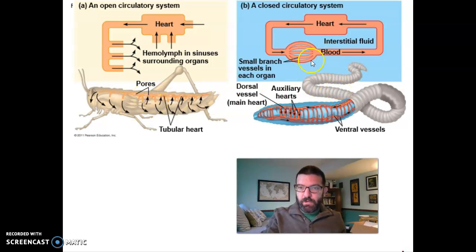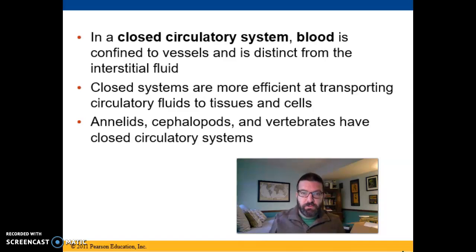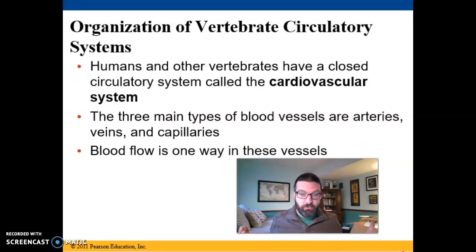A closed circulatory system looks more like this. We have a closed circulatory system. Blood is just moved in a circle through the same set of vessels, and it's oxygenated in one place, drops off oxygen elsewhere, and then it comes back to get oxygenated again, passing through the pump. Again, very enclosed, whereas with an open circulatory system, you're sucking fluid into the vessels, then dumping it out of the vessels. Open circulatory systems are found, for instance, in insects and other arthropods. Closed circulatory systems, which are more efficient at transporting those circulatory fluids to the tissues and the cells, are found in annelids, cephalopods, and vertebrates like us. Ours is called a cardiovascular system.